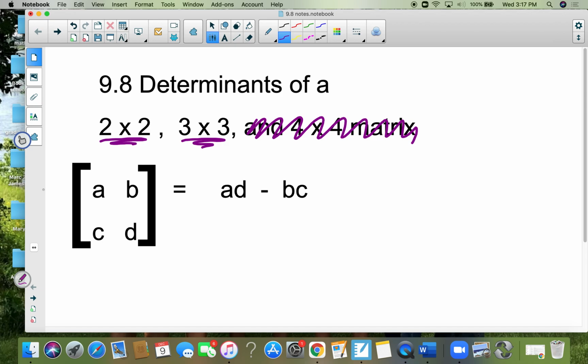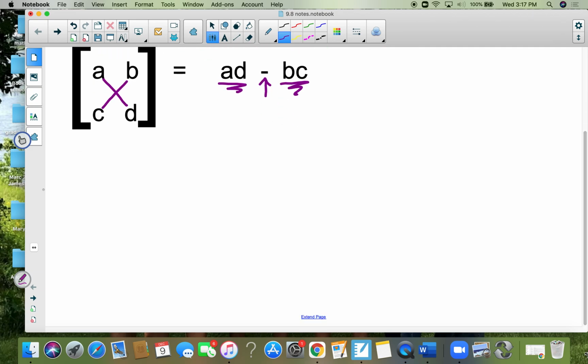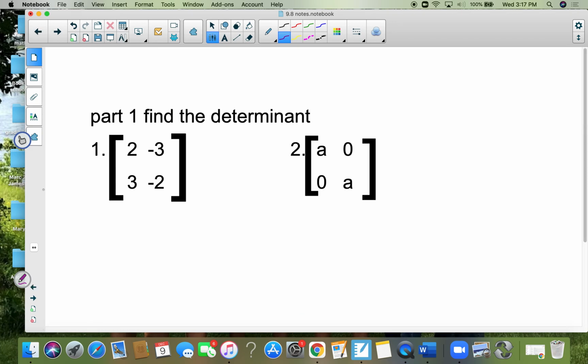All you do is multiply this diagonal, multiply this diagonal, and subtract. So here are the first ones. Find the determinant of these 2 by 2 matrices. 2 times a negative 2 is a negative 4, a minus sign in between. 3 times a negative 3 is a negative 9. Negative 4 plus 9 is 5. This is called the determinant.